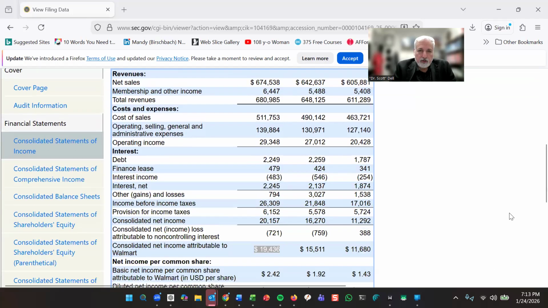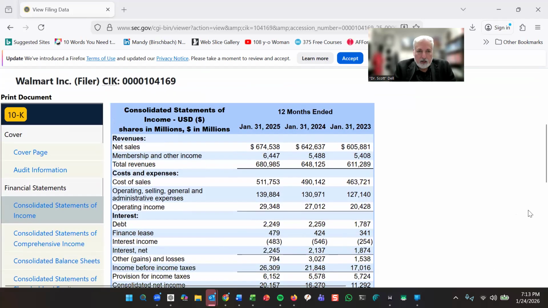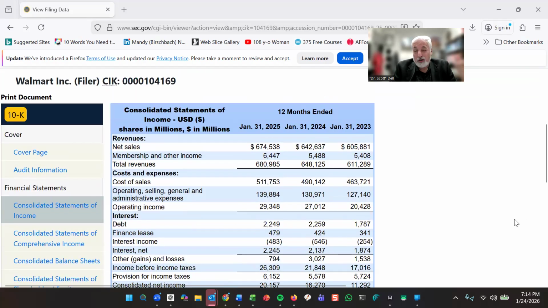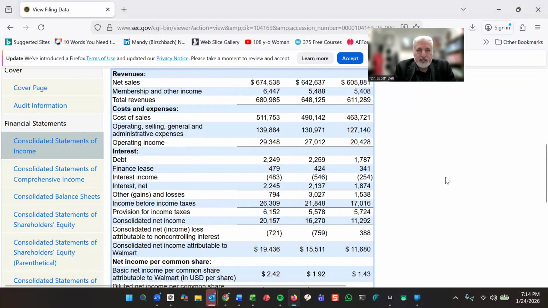Okay, so now I have an income statement. And you can see revenues, 3 years. By the way, the balance sheet is 2 years, the income statement is 3 years. But if we're looking at the income statement, notice the year end is January 31, 2025, January 31, 2024, and 2023. We're going to look for the most current year. And doing that, we're going to see net sales, membership income.